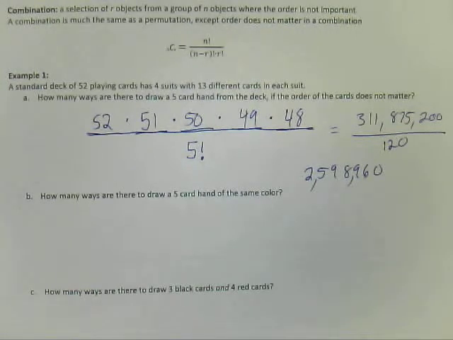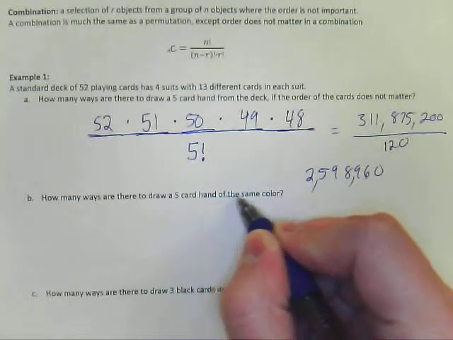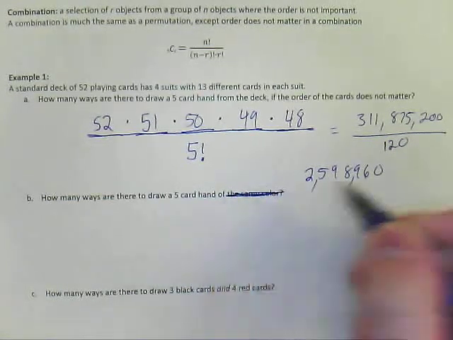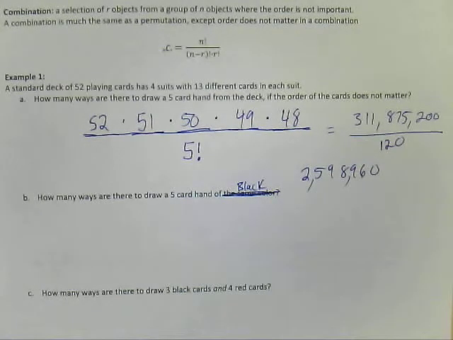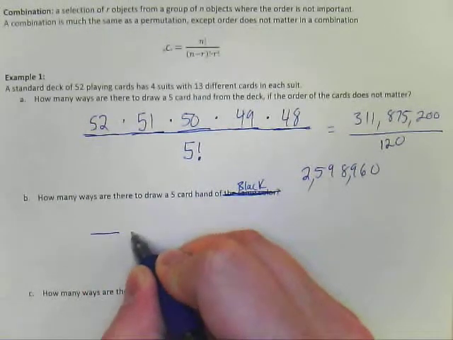All right, part B. We're actually going to change this not just to the same color, but specifically black. It's a little bit easier to calculate that than if it's just could be either color. Okay, so how many different ways are there to draw a 5-card hand of all black cards? So again, I've got 5 spots.